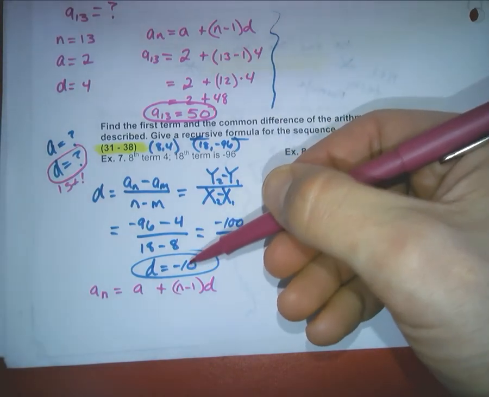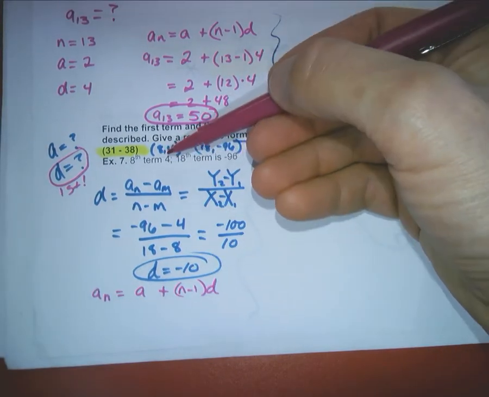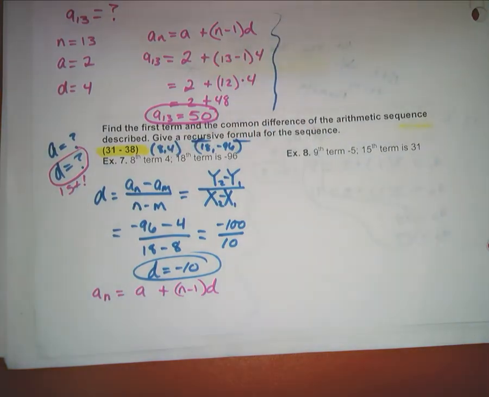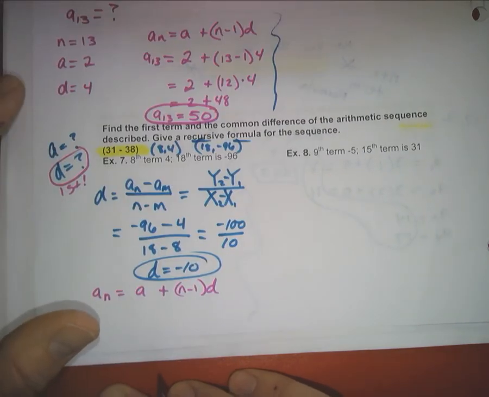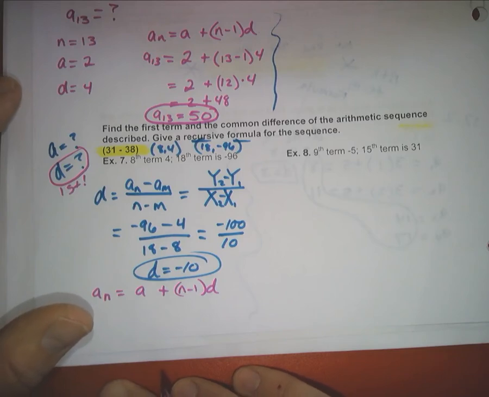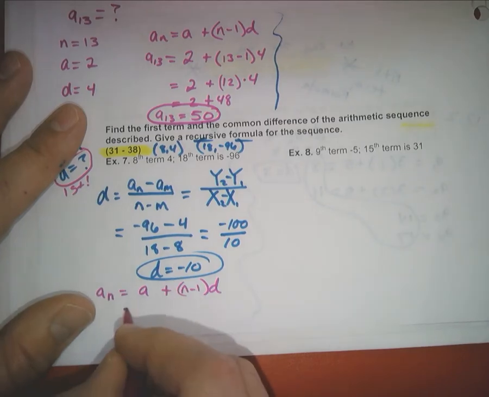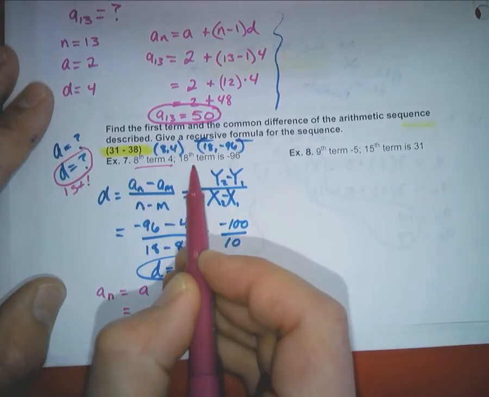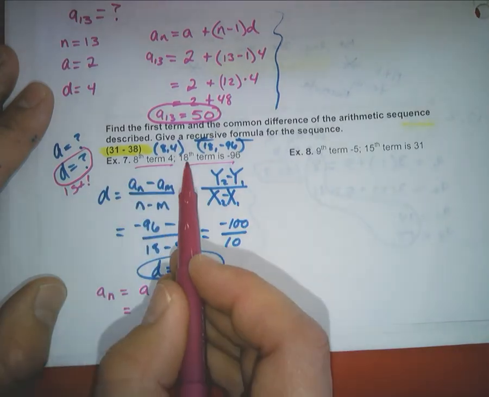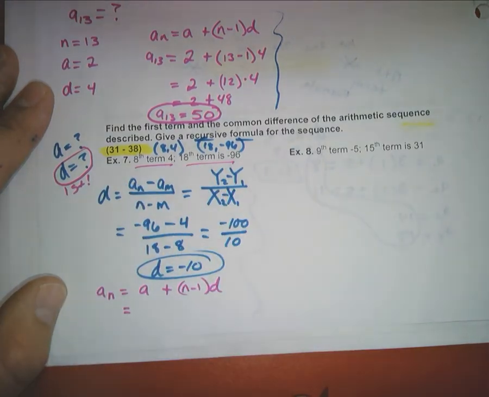Now, somebody might say, well, can't I just take this negative 10 and start on the 8th term and then go backwards and add 10 and add 10? And yes, you could do that. Okay. There's nothing wrong with that, I guess, but what are you going to do if you have the 100th term and the 200th term? Are you going to do that 100 times? I hope not. So you could use either one of this bit of information. You can use the 8th term as 4 or the 18th term as negative 96.